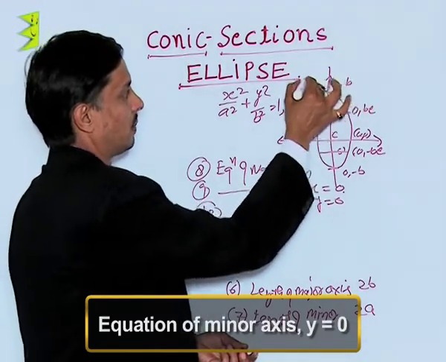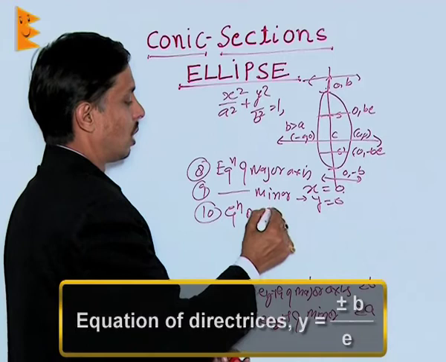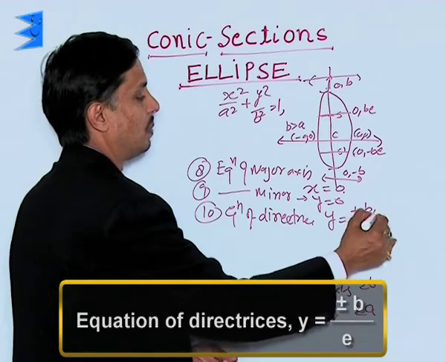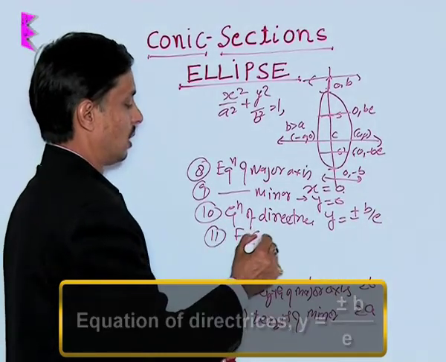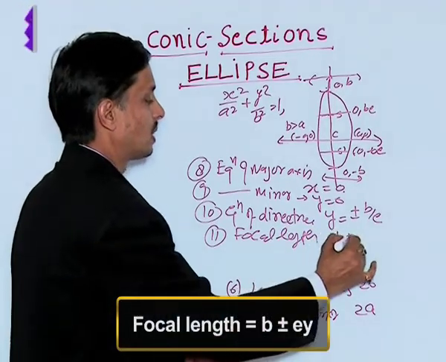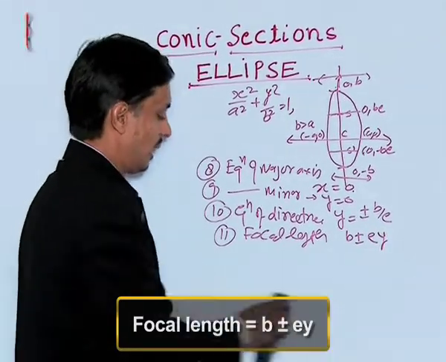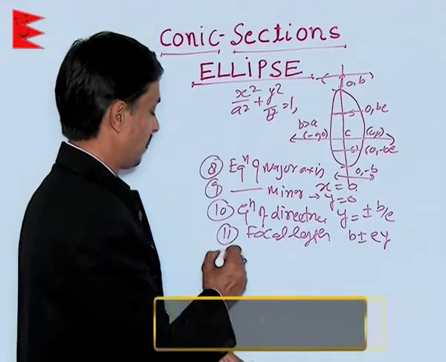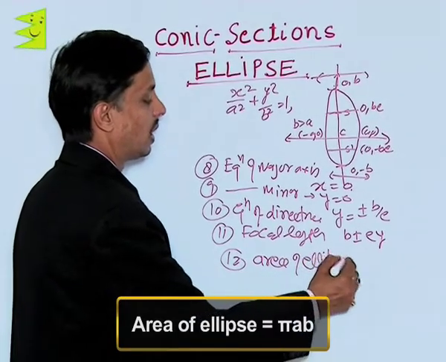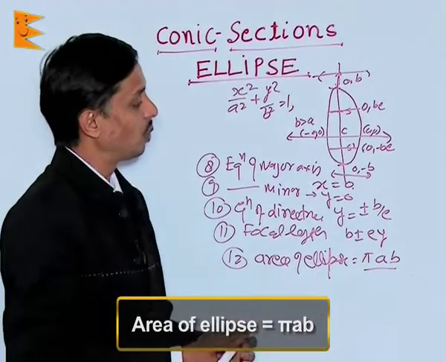For the directrix, there are two directrices, so the equation of directrices is given by y equals plus minus b by e. Then what is the focal length? It is b plus minus ey. And the last information, which is the same as in the previous ellipse, is the area of the ellipse. So the area of the ellipse becomes pi into b into a, or pi into a into b.